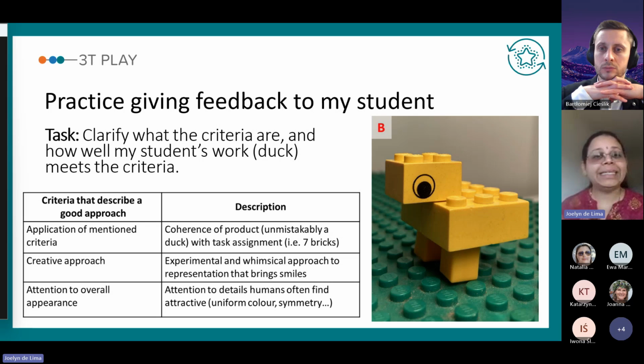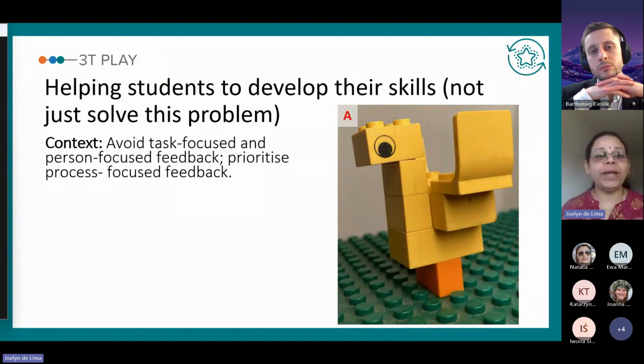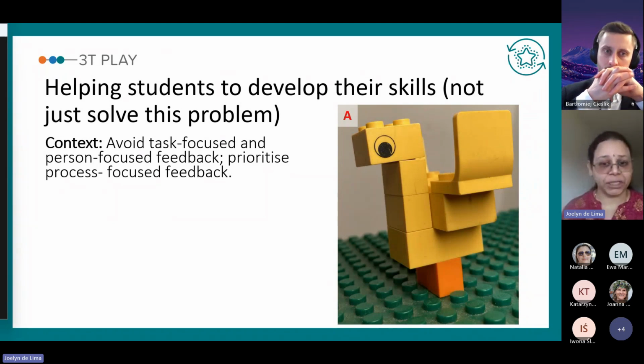Moving on, it is then important to help a student to develop their skills, not just to solve this problem, but to solve similar problems like this in the future. Because you don't want them to come back to you again and again and again and ask you the same type of question. And so the point is to avoid task-focused or person-focused feedback and prioritize process-focused feedback.